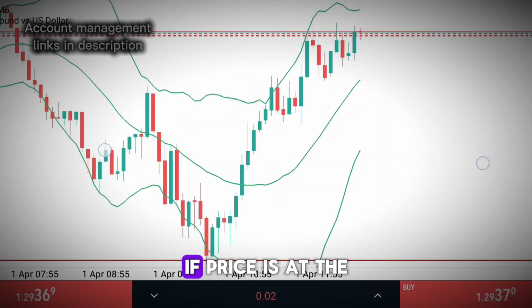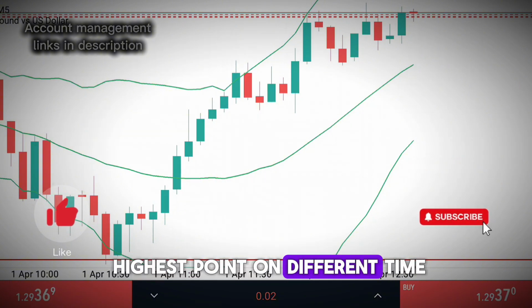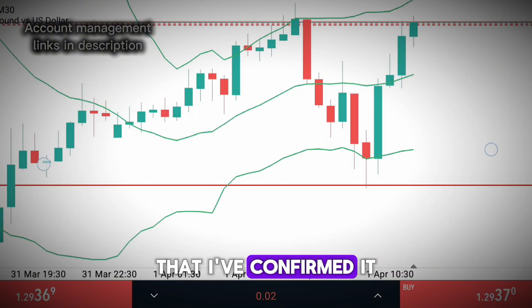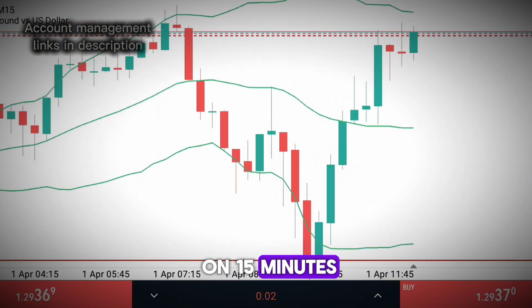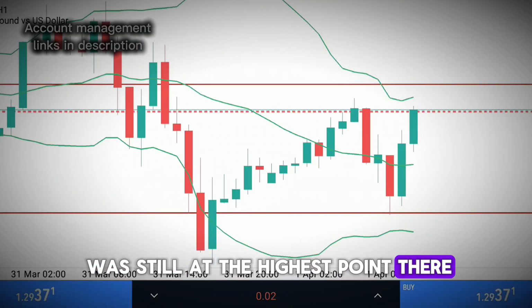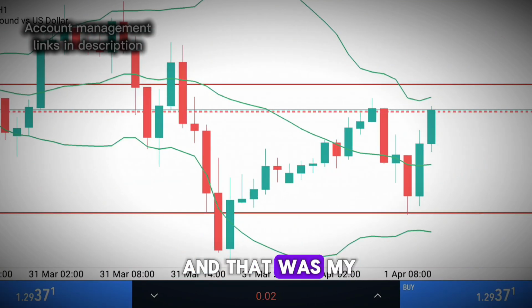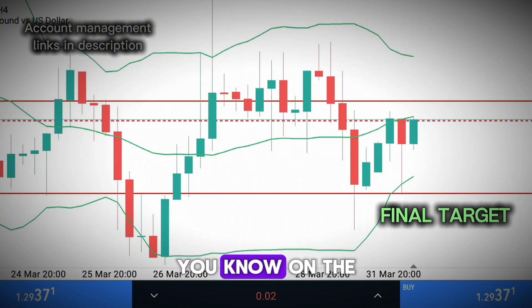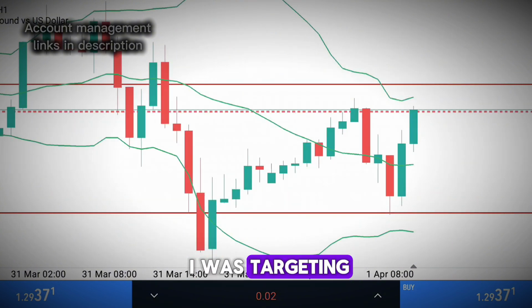So I confirmed if price is at the highest point on different time frames. This is 30 minutes. I've confirmed it on 15 minutes, and then I confirmed it on 1 hour. You can see it was still at the highest point there on even 1 hour, and that was my target there, you know, on the red line. That was what I was targeting.